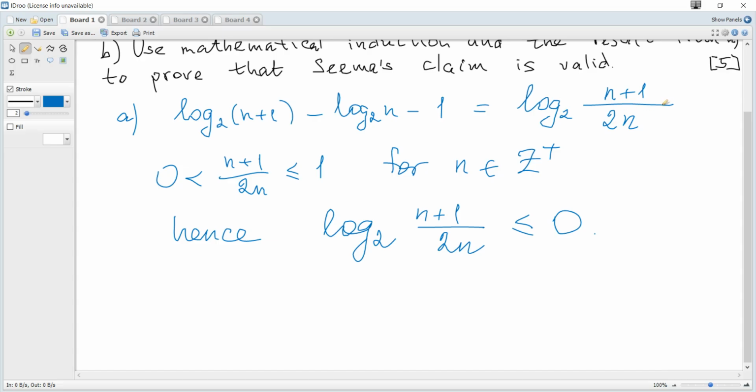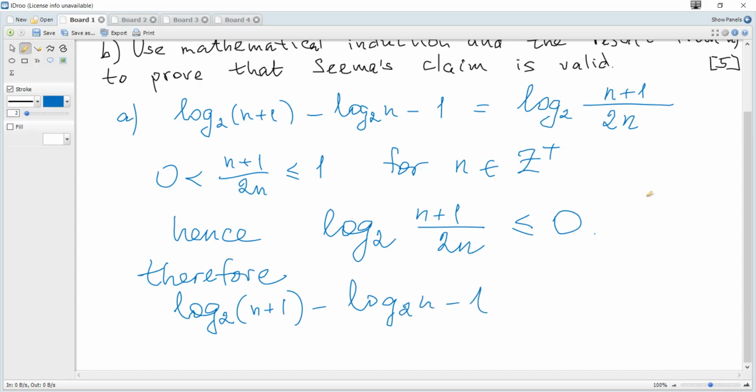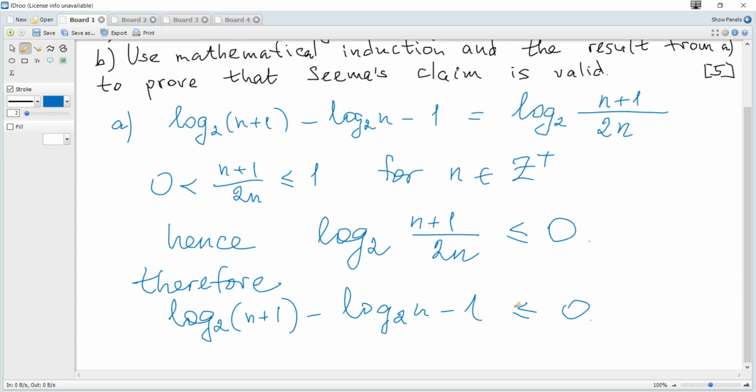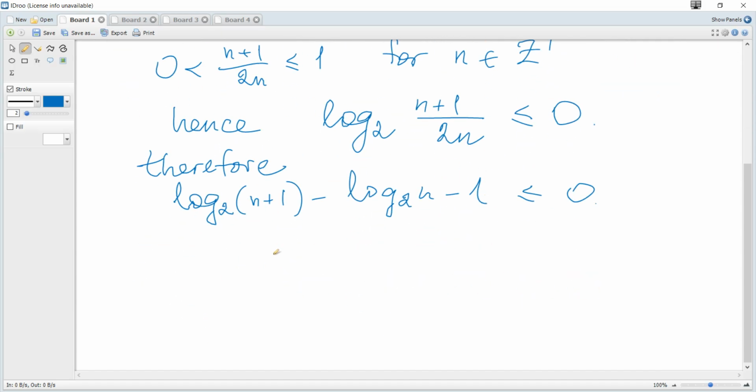And therefore log to the base 2 of n plus 1 minus log to the base 2 of n minus 1 is equal to this, and it's less than or equal to 0, and hence moving 1 and the log of n to the right, we get 1 plus log to the base 2 of n is greater than or equal to log to the base 2 of n plus 1, as required.